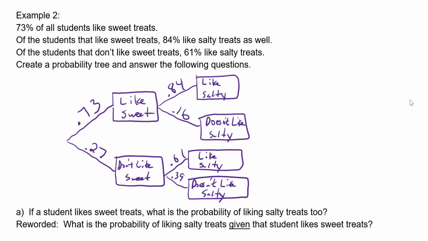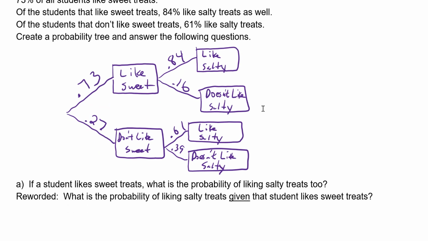Don't like salty treats. Okay, so now we're going to answer all the same questions or similar questions using this. Really pretty easy. So I'll go through this a little bit faster now, okay? So if a student likes sweet treats, what's the probability of liking salty treats too? Again, this is a conditional probability, guys. I'm telling you a student likes sweet treats. That's my given. Okay? So remember, one of them you could just look at this at the tree, and the other one you actually had to do a calculation.